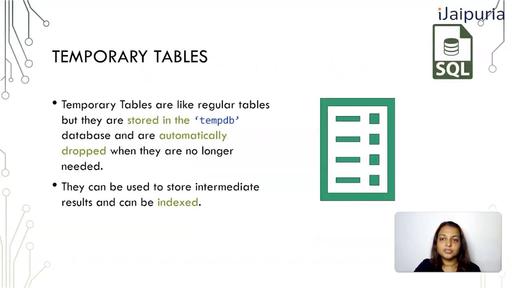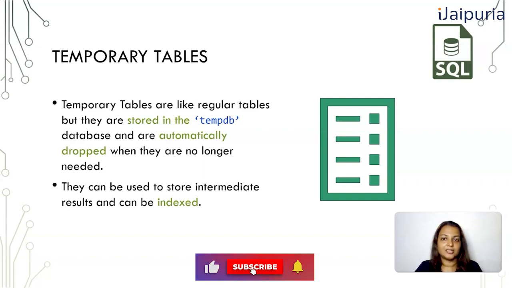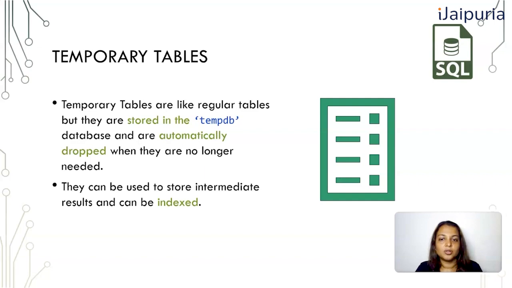Now let us focus on the temporary tables that we are learning today. So we are going to understand that temporary tables are basically regular tables. Just like how we have the regular tables that are generated in the database, similarly we have the temporary tables, but they are stored in the tempdb folder. Now the tempdb folder is a particular folder where we keep all the temporary objects that are present within the database. Now this is automatically dropped when they are no longer needed.